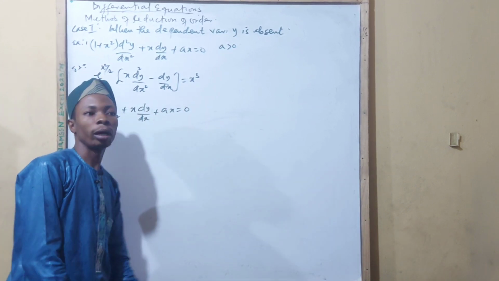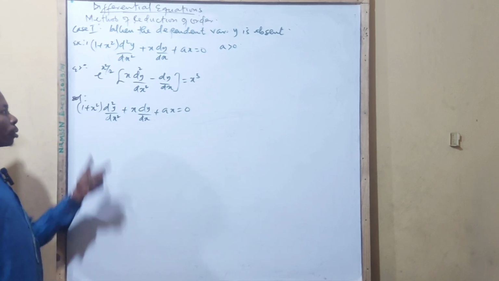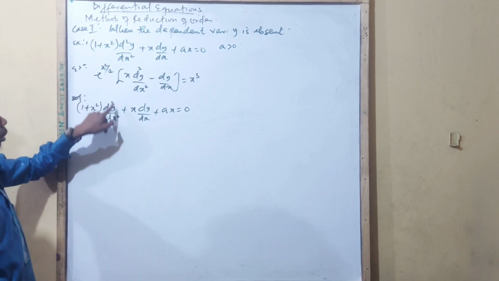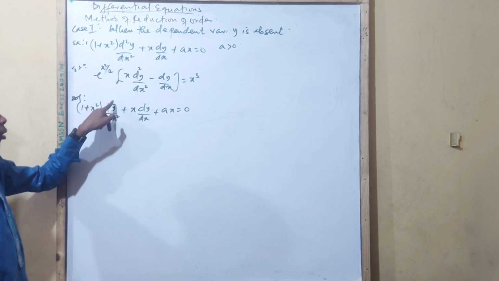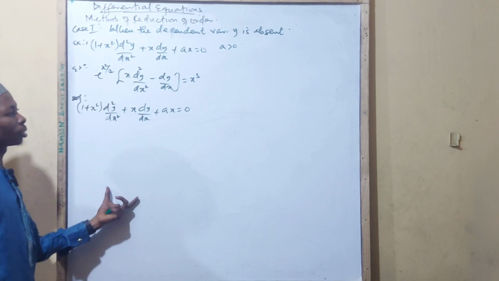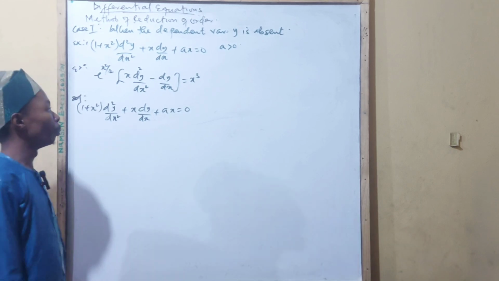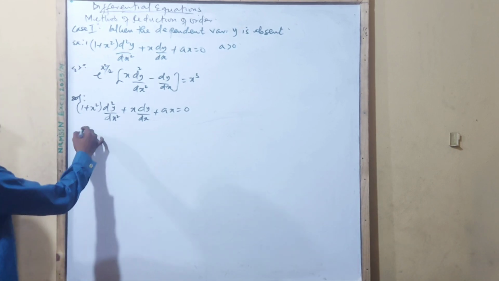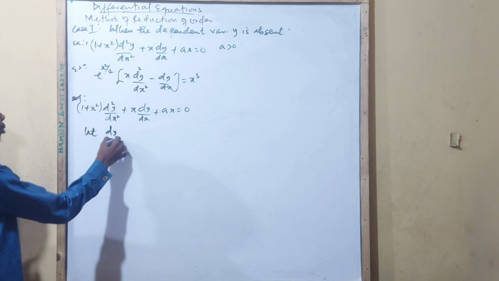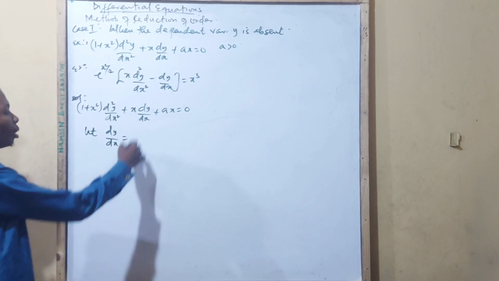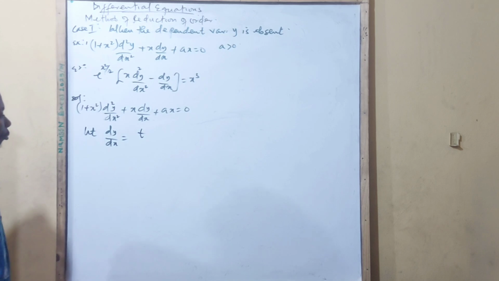So the transformation we are going to make is that we are reducing the order. Initially, the differential equation is second order. The highest derivative is 2. So we are going to reduce it to first order. Then we use our knowledge of the first order approach. So now we can assume that dy/dx equals any letter. So let's say dy/dx equals t.